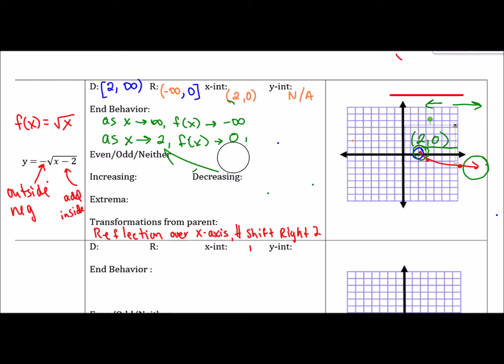Okay, increasing and decreasing, or sorry, even, odd, or neither. If you fold this in half down this middle line and flip it over, it does not produce the same graph at all. In fact, it's completely backwards, right? Wrong quadrant. Odd would be if I put a pin in the middle and rotated the graph 180 degrees. Would I get the same? No, you just end up with something over here. So in this case, it would be neither.